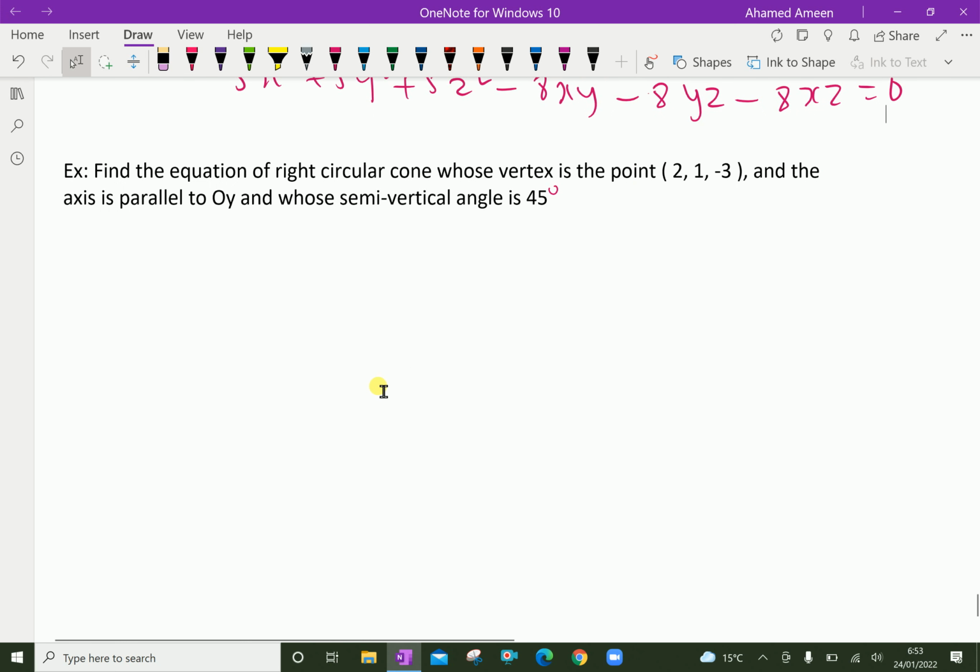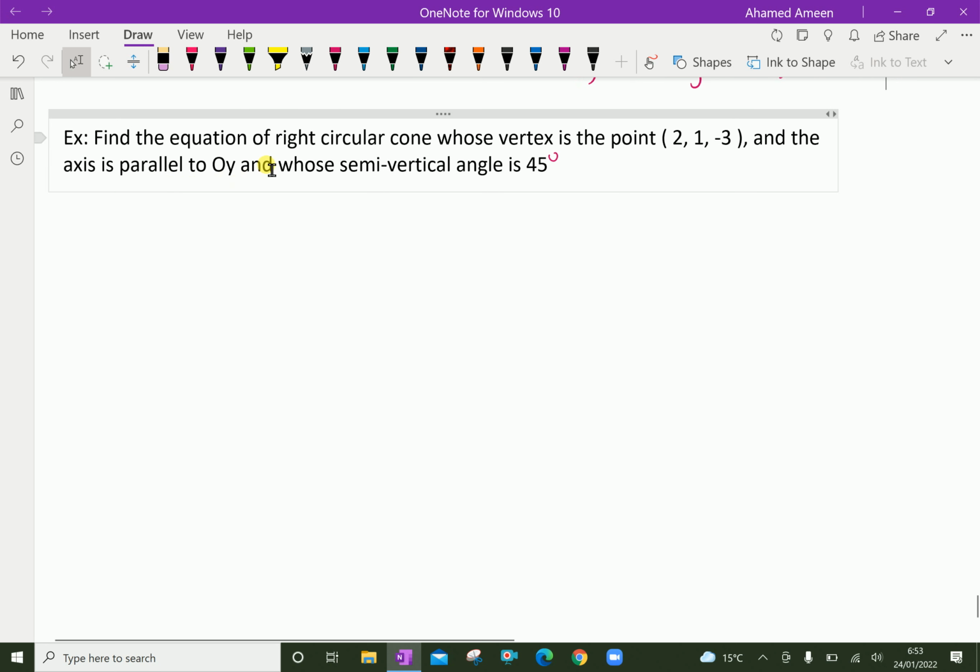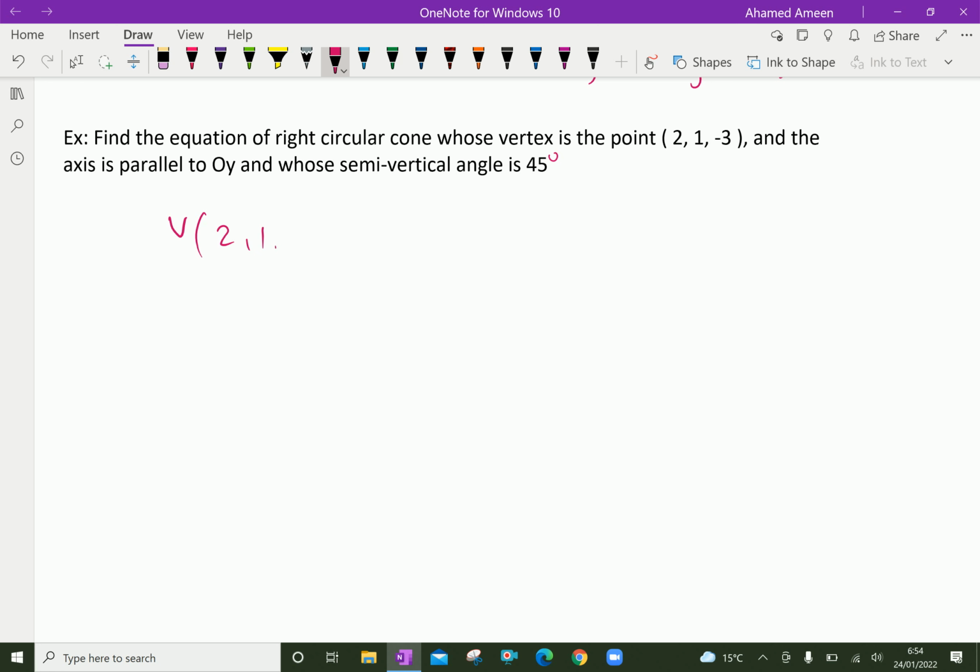We'll do one more example. Find the equation of a right circular cone whose vertex is at point 2, 1, minus 3 and the axis is parallel to OY and whose semi-vertical angle is 45 degrees. Now, the given data: vertex V equals 2, 1, minus 3 and semi-vertical angle theta equals 45 degrees.